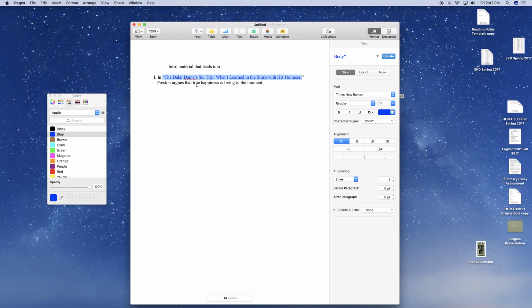Argues not that happiness is the meaning of life, but we can probably support something like this, just because, well, I know you can because students have done this in the past, right? Happiness is living in the moment. So for the idea, orange, that offsets blue, I think, a little bit. That's not too difficult to read. Happiness is living in the moment, all right? So blue subject, orange idea.